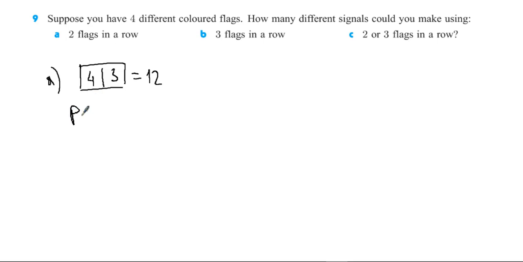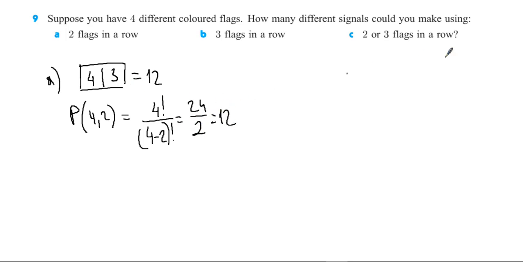Using permutation, what does it say? You have 4 flags, and out of them you have to choose 2 of them and arrange them. So according to the formula, it goes as 4 factorial divided by (4 minus 2) factorial. So it will be 24 divided by 2, which is 12. As you can see, the same result.